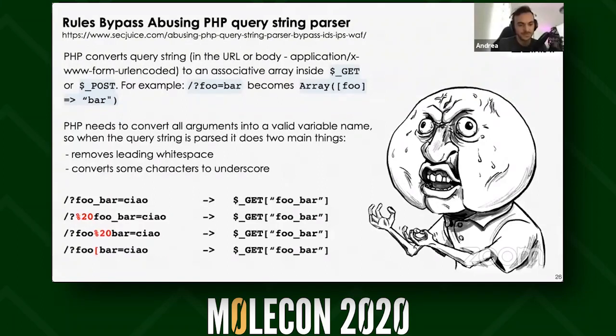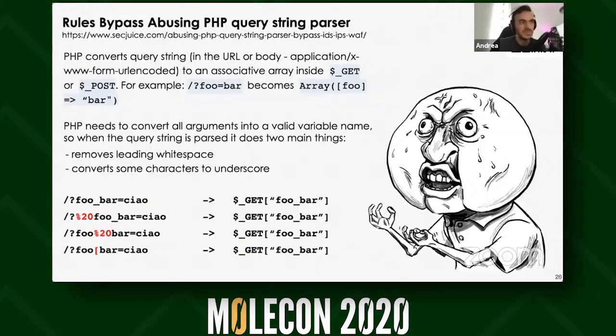If you put a white space between foo and bar, replacing the underscore, PHP converts your white space to an underscore, so it becomes the same variable name, foo_bar, inside the associative array $_GET. Even if you replace the underscore with a left square bracket, PHP converts your left square bracket to an underscore again. So it's again the same variable name, foo_bar, inside the $_GET global variable.